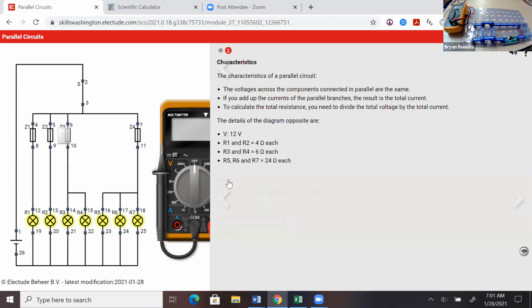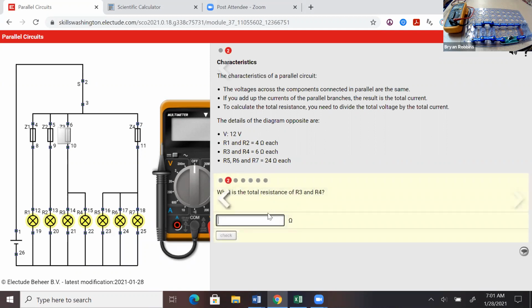Okay, let's take a look at another problem here. What's the total resistance? Well, we already found out that the total resistance through that portion of the circuit was 3. Let's take a look at another one.